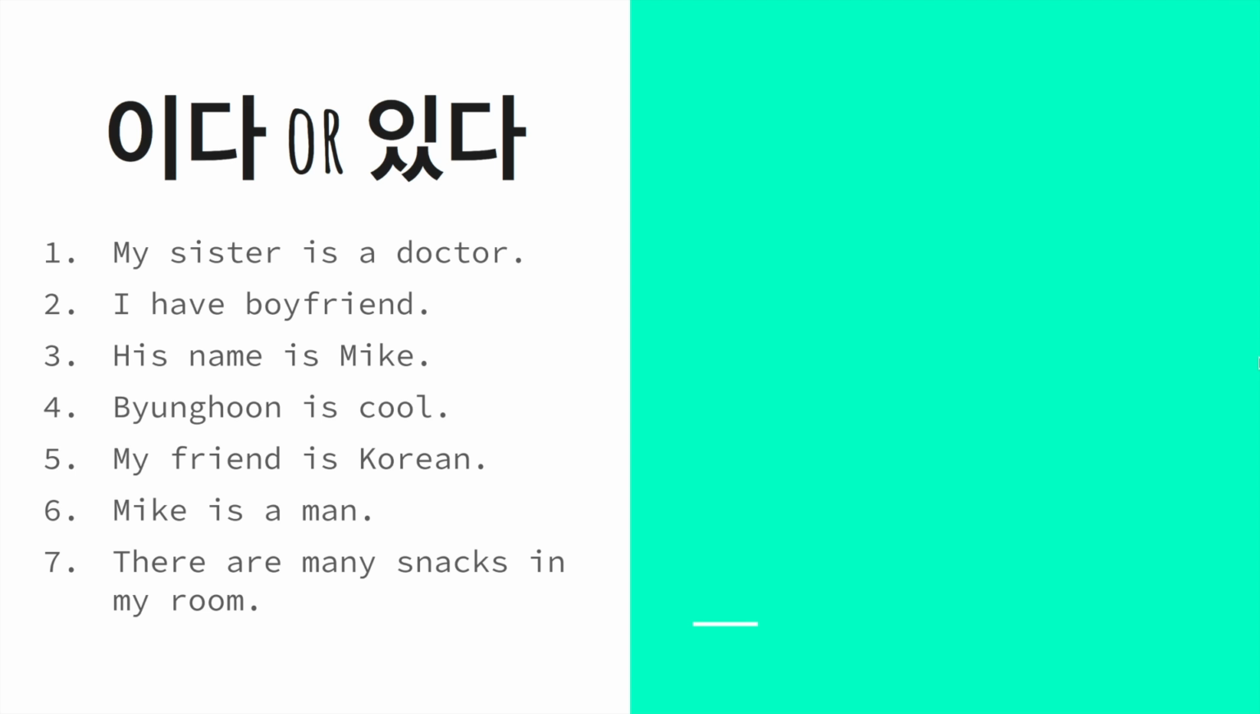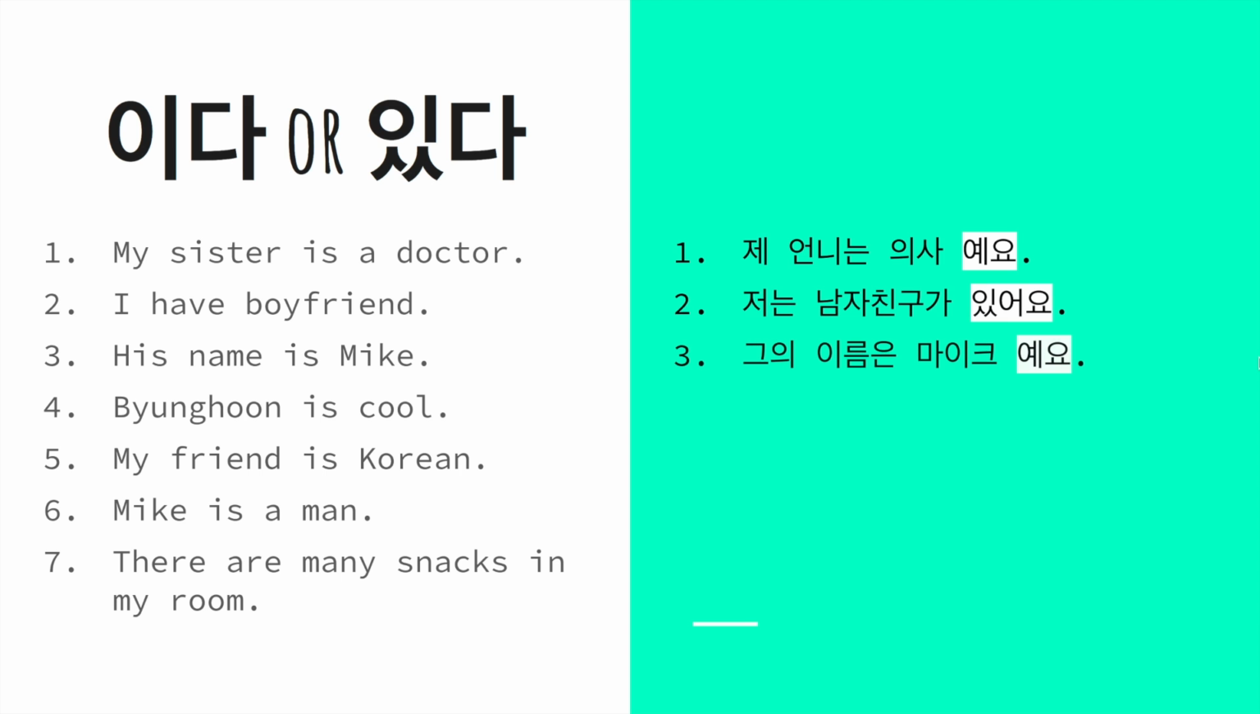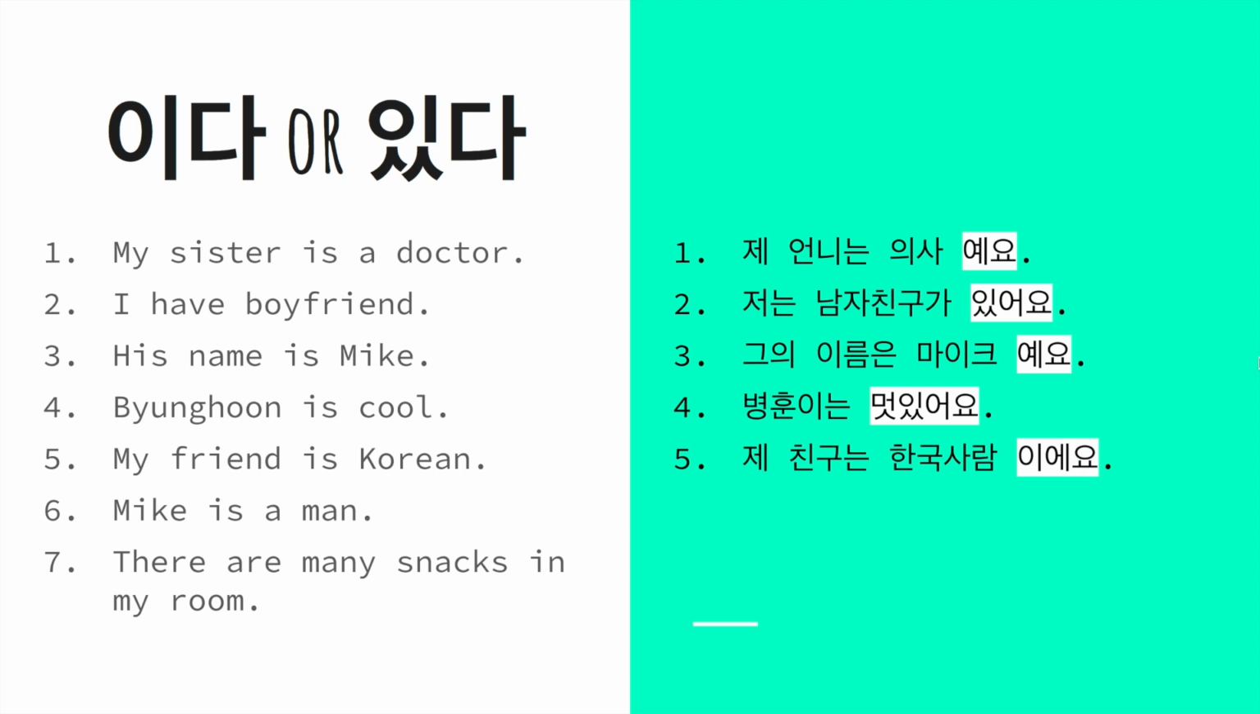I hope that gave you enough time to pause, as we will now go over the answers. My sister is a doctor. 제 언니는 의사예요. I have a boyfriend. 저는 남자친구가 있어요. His name is Mike. 그 이름은 Mike예요. 영훈 is cool. 영훈이는 멋있어요. My friend is Korean. 제 친구는 한국 사람이에요.